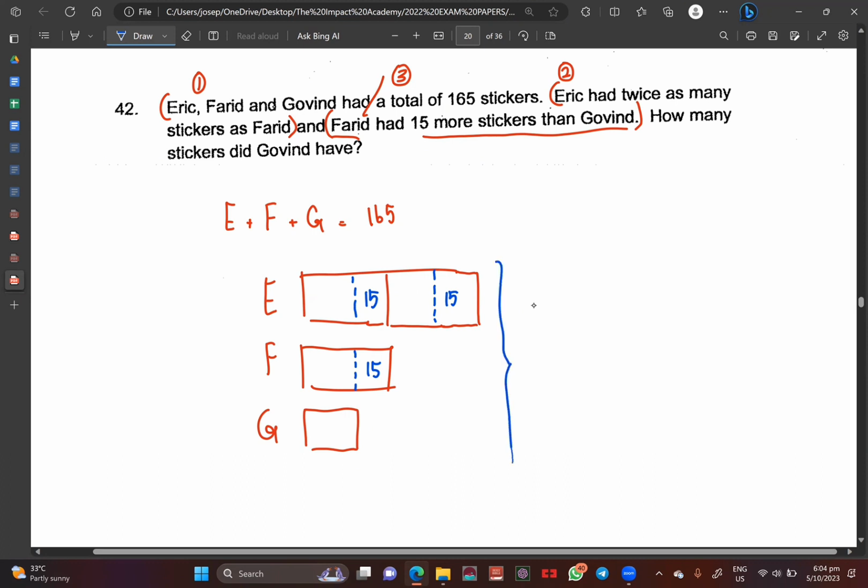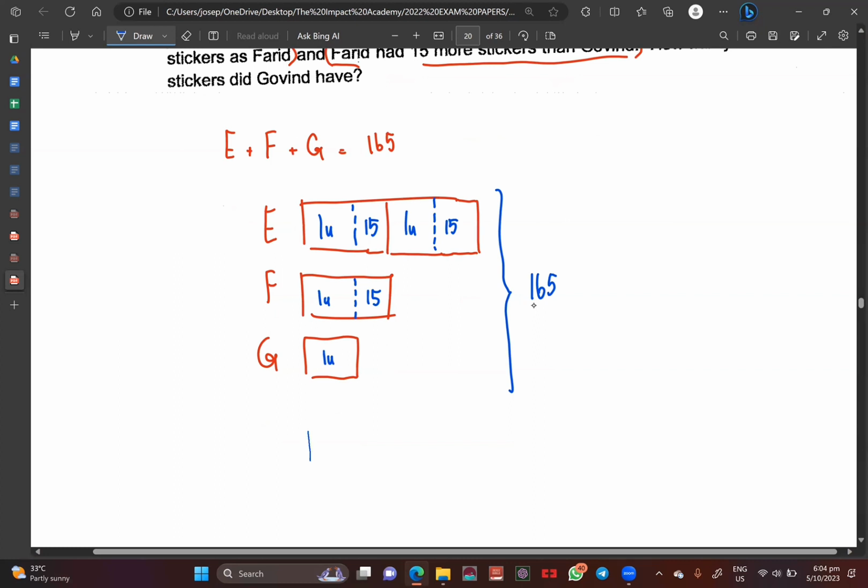Now, my total over here has to be 165. So we say this is 1 unit, 1 unit, 1 unit, 1 unit. So what is it that I need to do? I need to make sure I remove the extra. So 165, I minus away 15 times 3. What exactly is 15 times 3? That is actually equals to 45. So I get to 120.